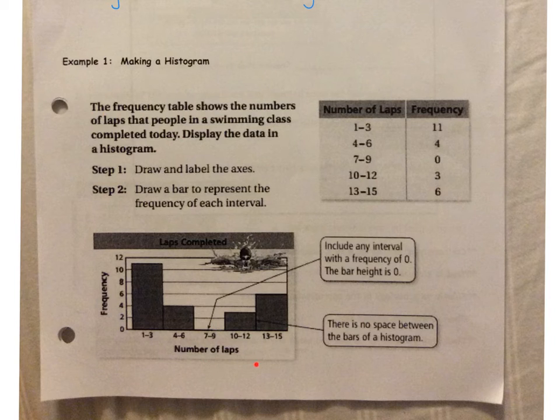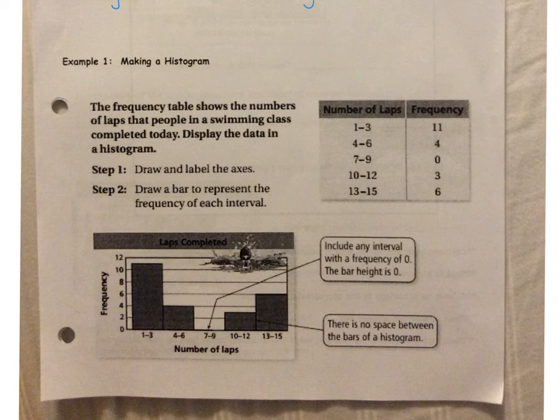Label our x-axis with the intervals, so the numbers that they give us, and the title, in this case, number of laps. Then we have to label and draw our y-axis, which is the frequency axis. All of these numbers should go along this side. Now, you may go up by, in this case, 0, 2, 4, 6, 8. They went up by 2s. You might go up by 1s. You may go up by 5s or 10s. It will range depending on each different problem that you're working on.